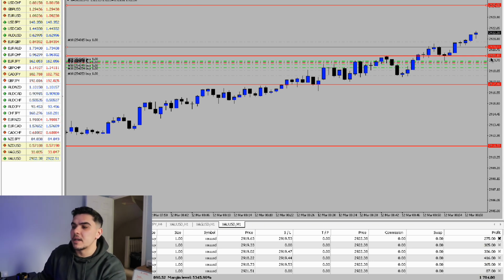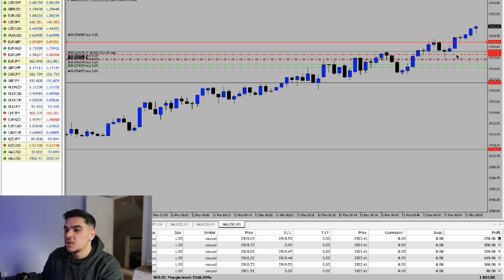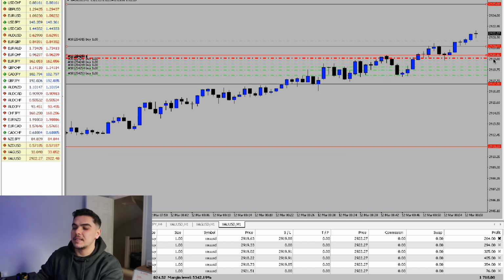So gold breaking out there nicely. I'm going to trail the risk some more there. Looking for 29.25.